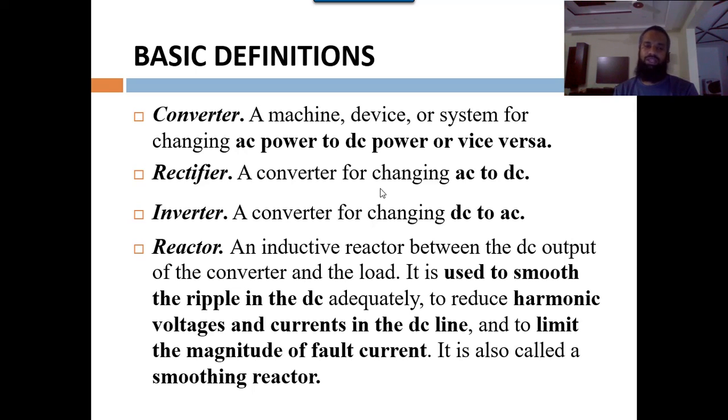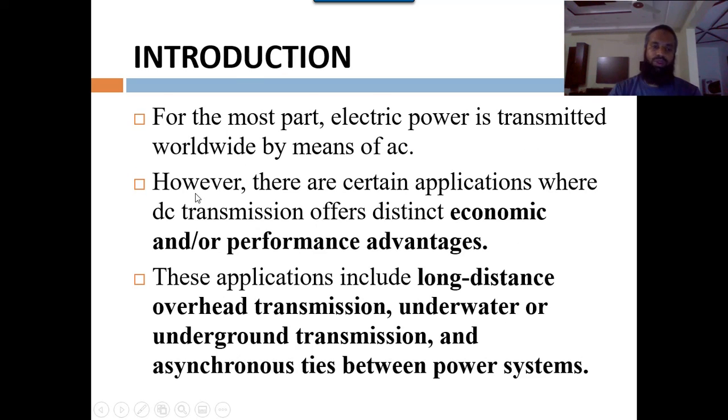And the fourth one is reactor, an inductive reactor between the DC output of the converter and the load. It is used to smooth the ripples in DC to reduce harmonics in voltage and currents in the DC line. So now introduction of HVDC. HVDC is basically a high voltage DC transmission.